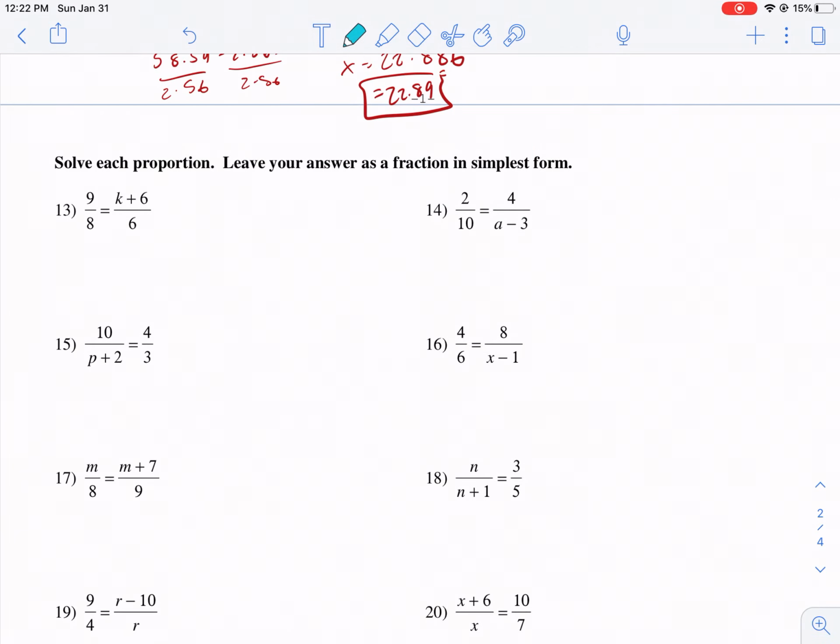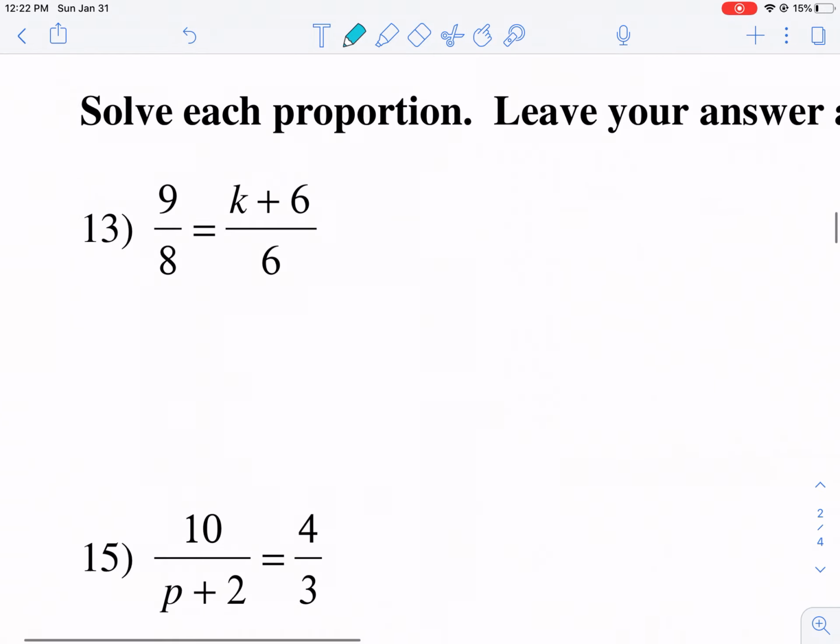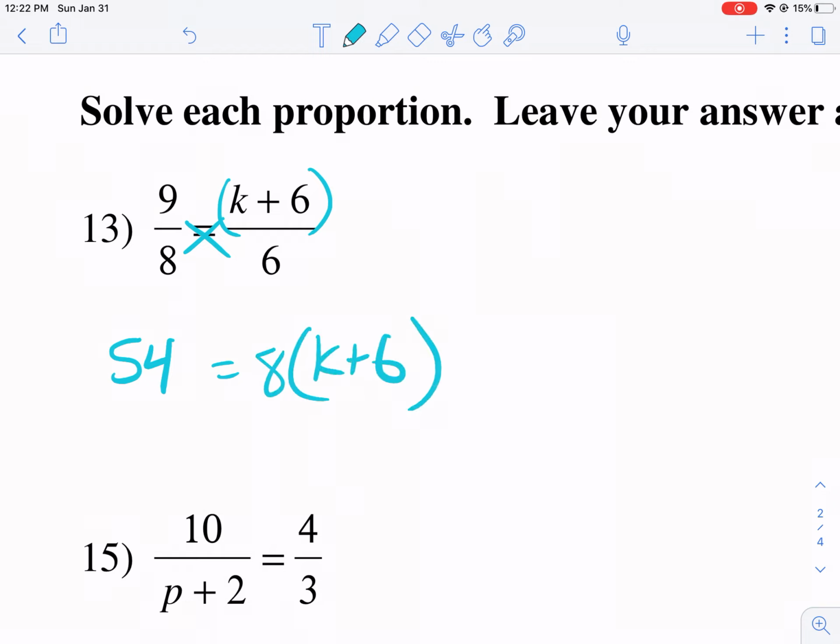These are the problems I really wanted to get to with this video, and that's because we have k plus 6. So now we have the same cross multiplication action. 9 times 6 is 54. I'm just going to write the 54 this time. But now I need to put this in parentheses. Anytime you have some addition or subtraction, you need to put parentheses with the 8 in front. Now we have to distribute. So it's more steps involved, a little bit more complicated. So we did 8k plus 48 equals 54.